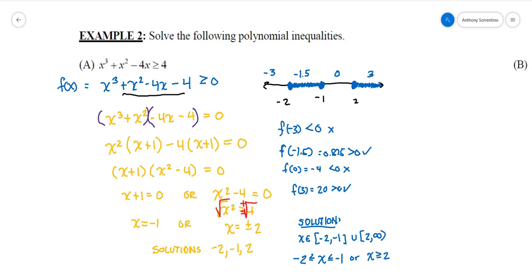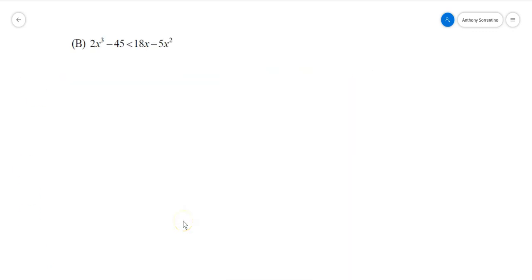Most of the time you're going to be asked for the interval notation, so make sure you know how to write that. Moving on to B of this example. So here's B, another cubic polynomial inequality. And I'm going to set it up first so that it is set to 0. So I'm basically going to subtract the 18x and add 5x squared to both sides.